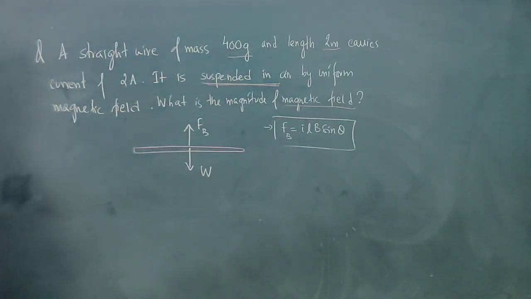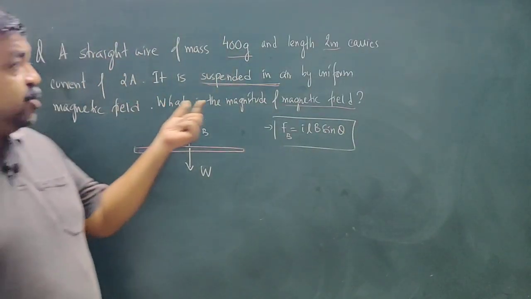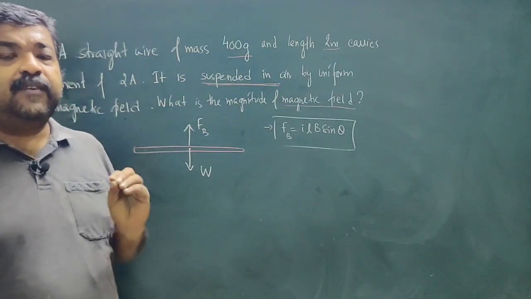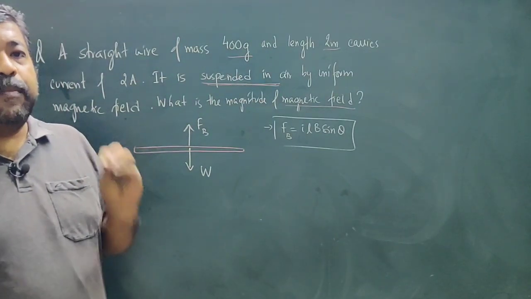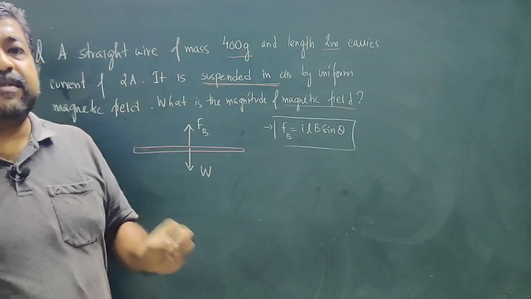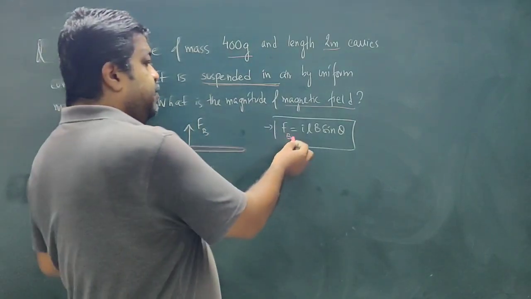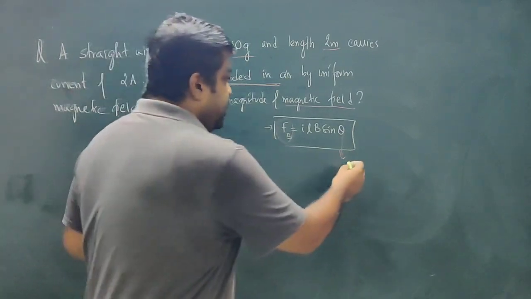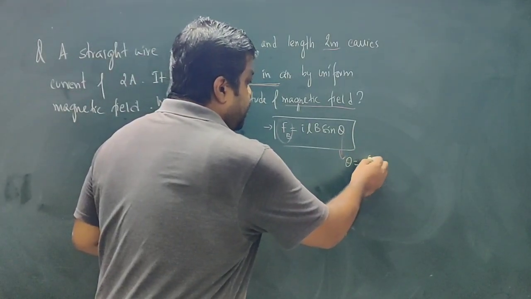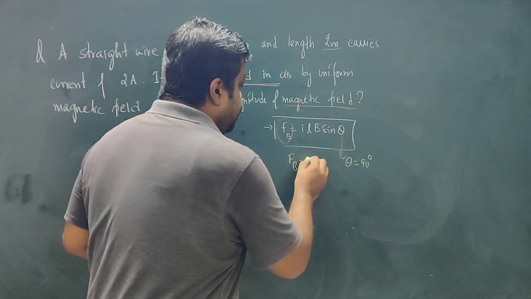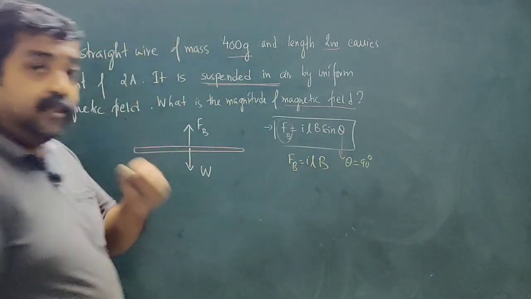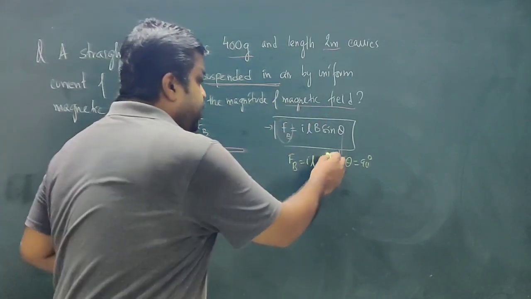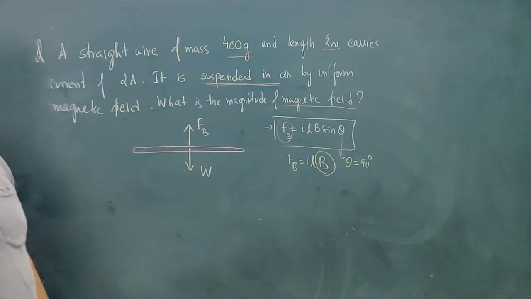But the point is, see here the direction of the magnetic field is not given. So if in a question the direction of the magnetic field is not given, then you have to apply the condition for maximum force. That is, this force is maximum when theta is 90 degree. Theta is 90 degree means this force is equal to I L B, and we have to find the magnitude of the magnetic field. That means we have to find the value of B.